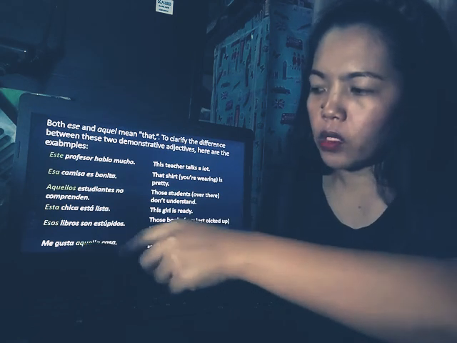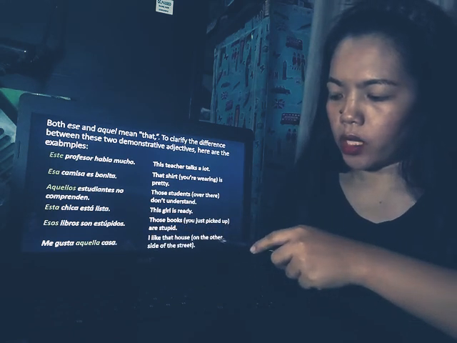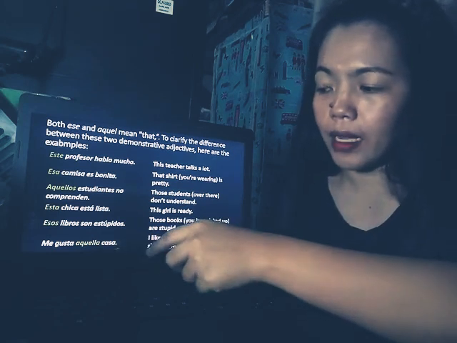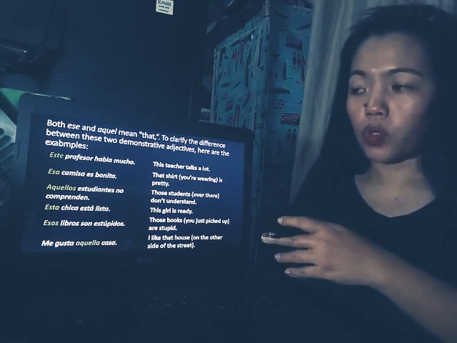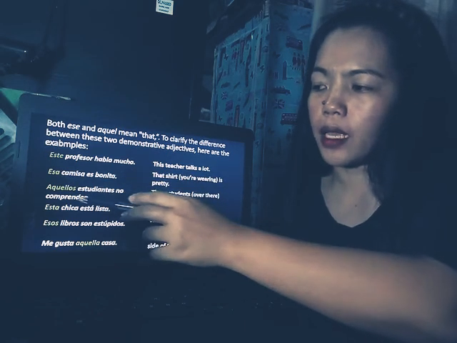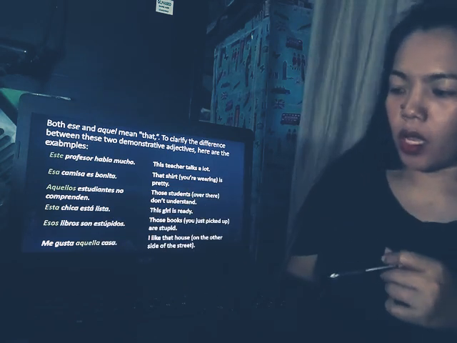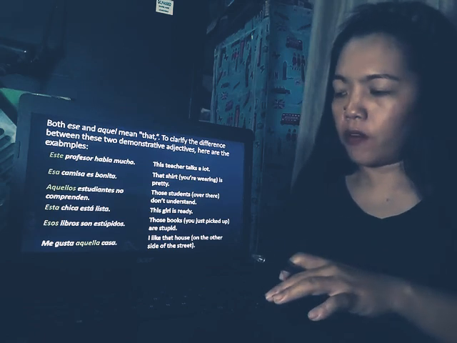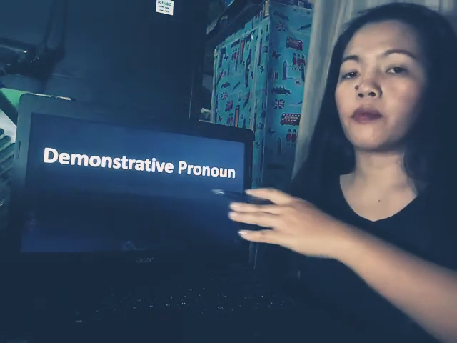Next, me gusta aquella casa. I like that house on the other side of the street. Aquella casa. Okay, house is casa. So those are the examples. So always remember este, esa, aquellos, esta, esos, then aquella. Okay, so here you are. Just remember the meaning of each word. Okay, and remember it.